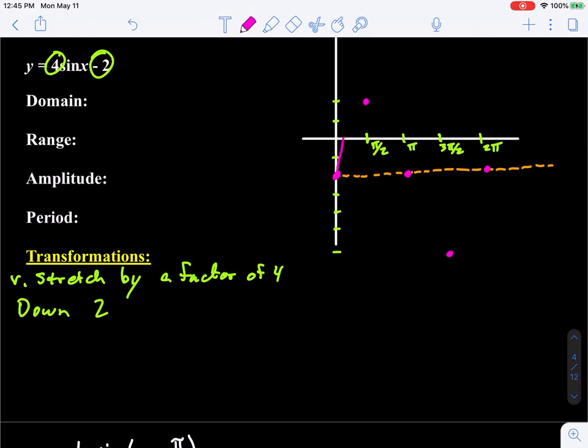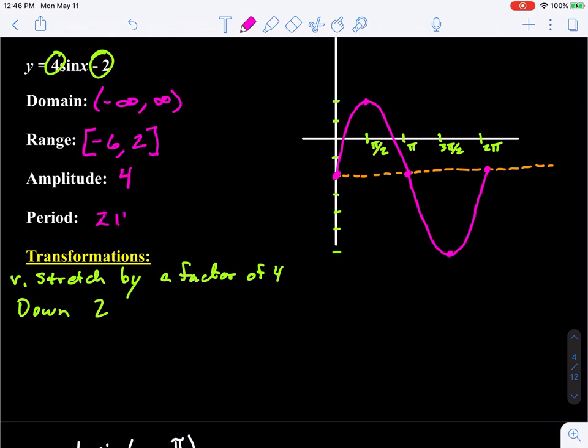So when you sketch the curve, that's what your graph will look like. So your domain here, as before, is still going to be negative infinity to infinity, with the range between negative 6 and positive 2, with an amplitude of 4, and the period is still going to be 2 pi.